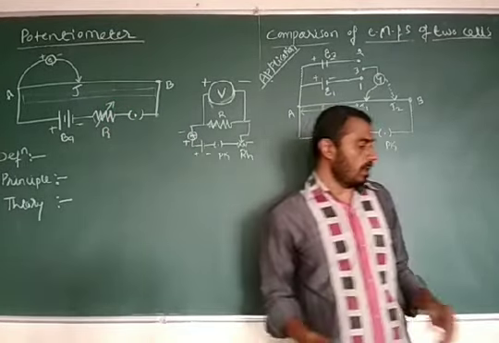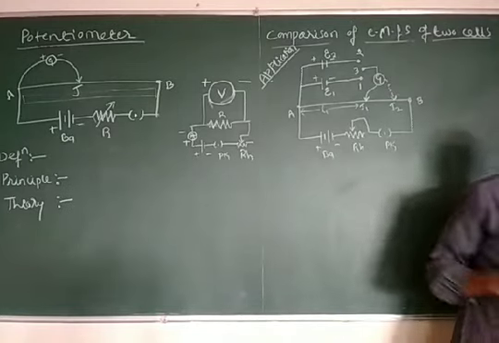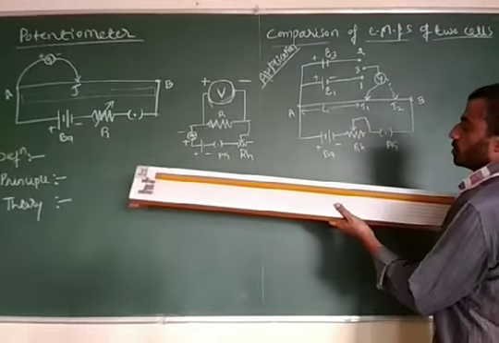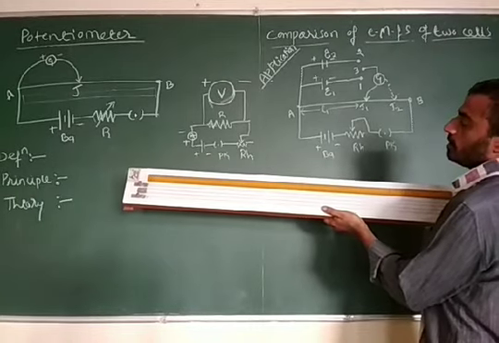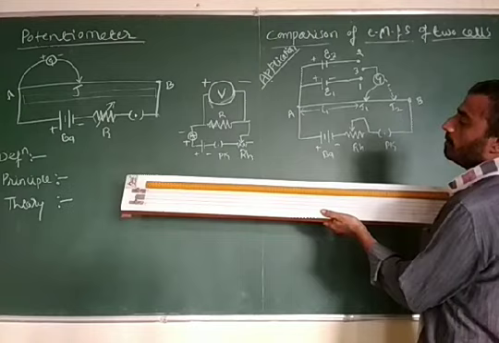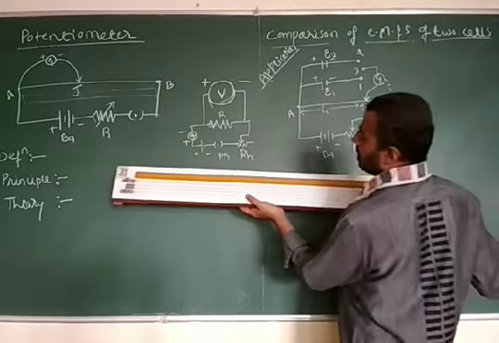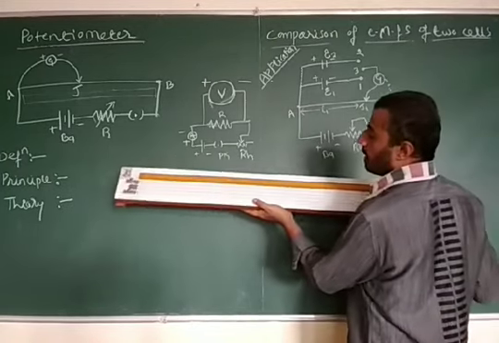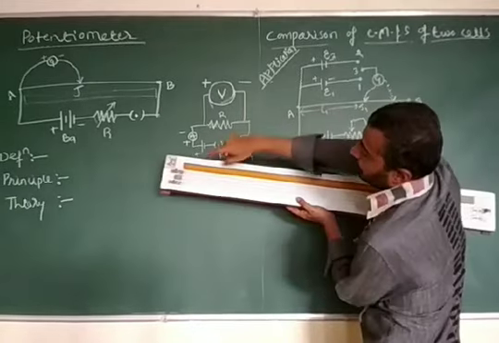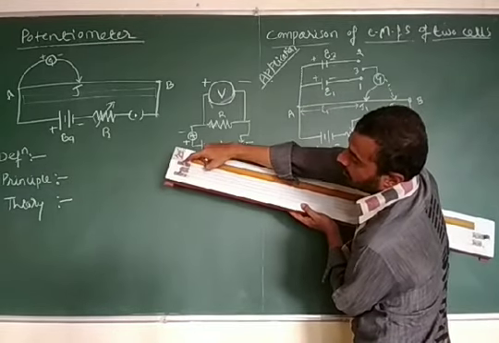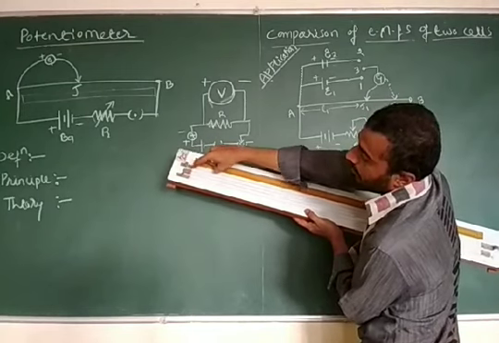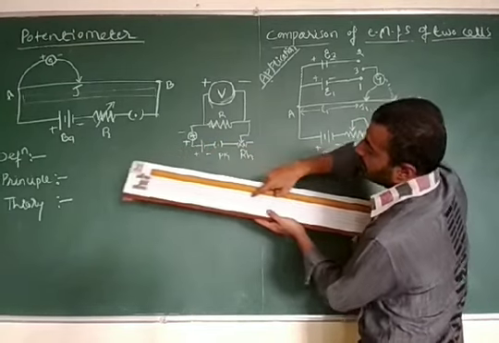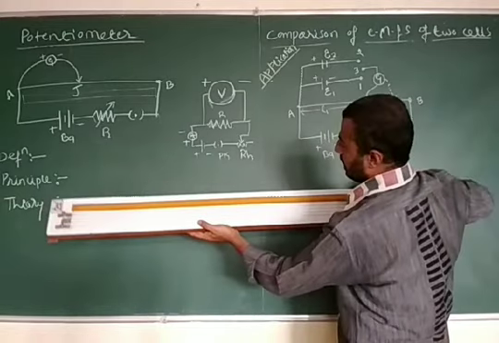And here you can see the potentiometer, just like a meter bridge. But in the meter bridge we have only a 1 meter long wire, whereas here in our laboratory this potentiometer has a 4 meter long wire. You can see both the ends are on the same side, A and B. Between A and B, a 400 centimeter long wire is stretched like this.